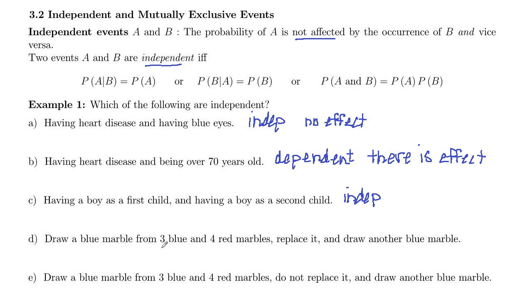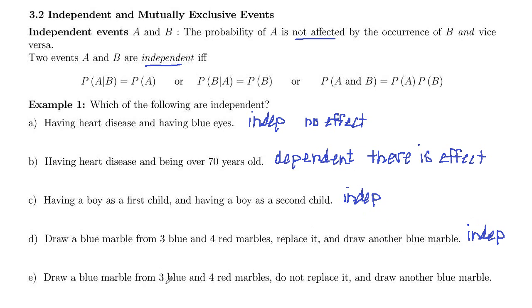Drawing a blue marble from 3 blue and 4 red marbles, replacing it, and drawing another blue marble. So the probability of drawing a blue marble first is going to be 3 blue out of 3 plus 4, 7 total. But if you draw that blue marble and you put it back in, you're still going to have 3 blue and 4 red. So the probability of drawing another blue marble will still be 3 out of 7. So these are going to be independent. Probability does not change. There's no effect. So that's more of a numerical example.